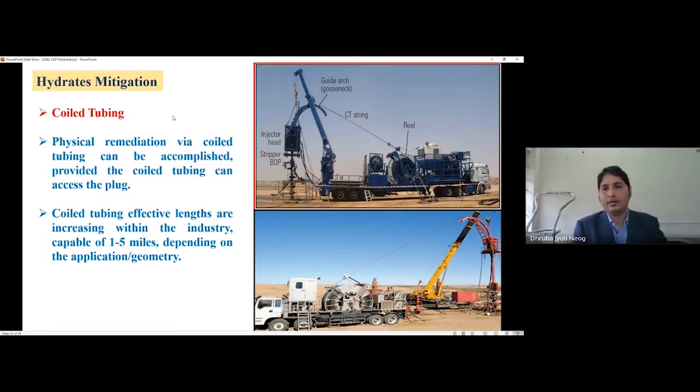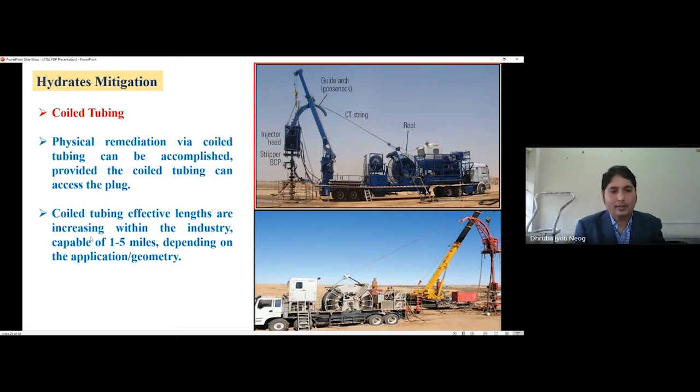Coil tubing is the method. If those prevention methods do not perform, and hydrates or any blocking or deposits have taken place inside the tubing, they can be removed physically by applying coil tubing operations. So it's a part of the physical remediation process that can be carried out from inside of the well.